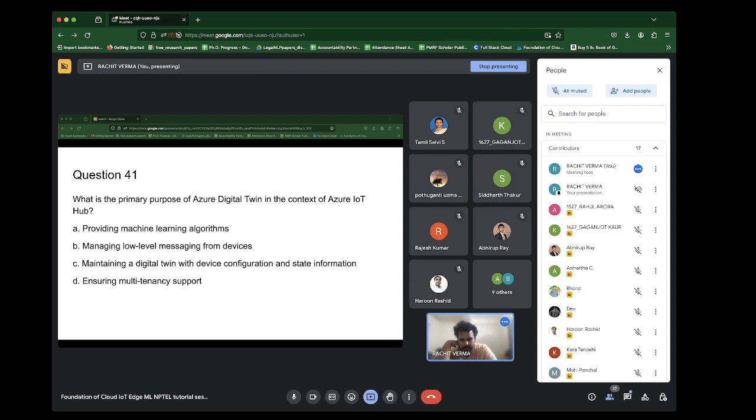And multi-tenancy support is something that is, you could say, handled by the IoT Central or the IoT Hub, if I'm not wrong. Once again, Digital Twin is more so for managing the configuration and the state information. I have not worked with Digital Twin, but I'm pretty sure it does not provide any machine learning algorithms, because its main purpose is handling the twins, the state information and device configuration.